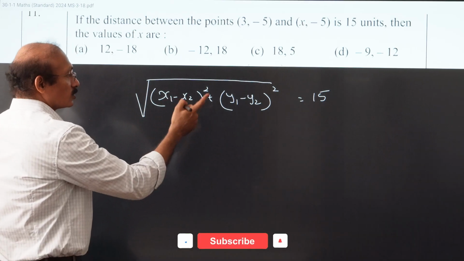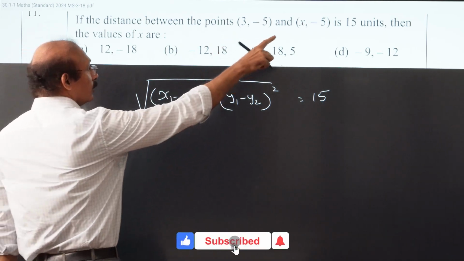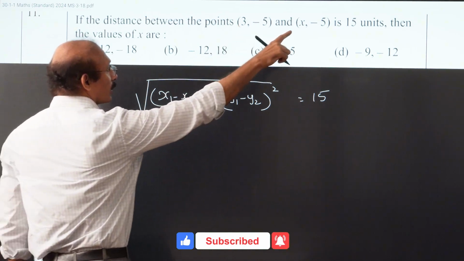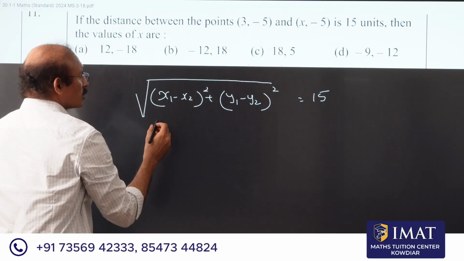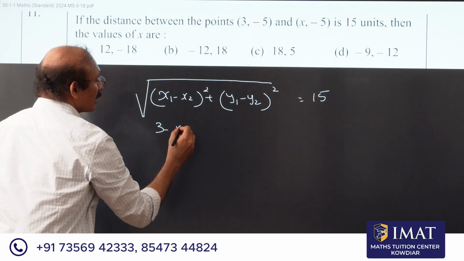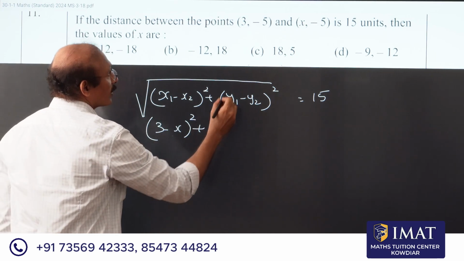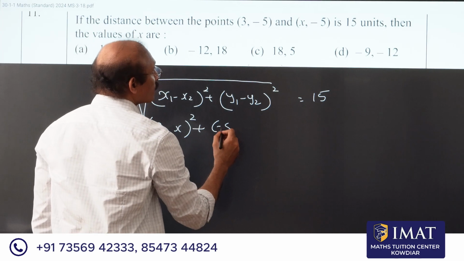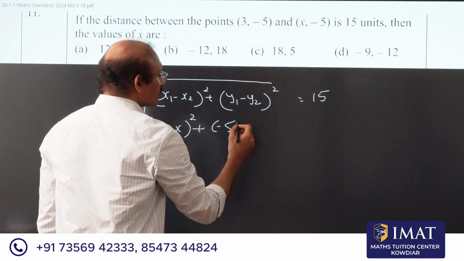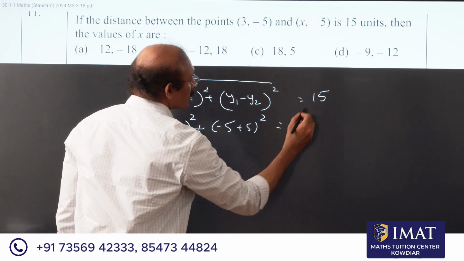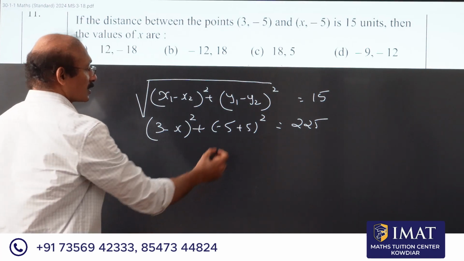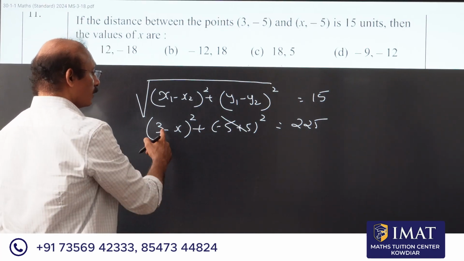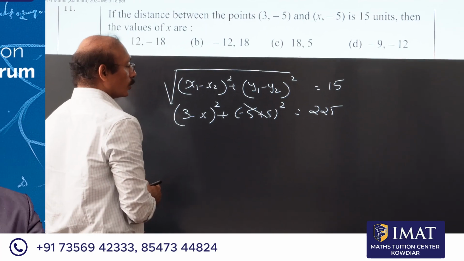So let us square both sides and at the same time we'll substitute the value. Let me put x1 as 3, y1 as -5, x2 as x. So this will be (3 - x) the whole square plus (y1 - y2), which is -5 minus -5, which is plus 5. The whole square is equal to the square of 15, which is 225. This cancels, it becomes 0. So (3 - x) the whole square is equal to 225.